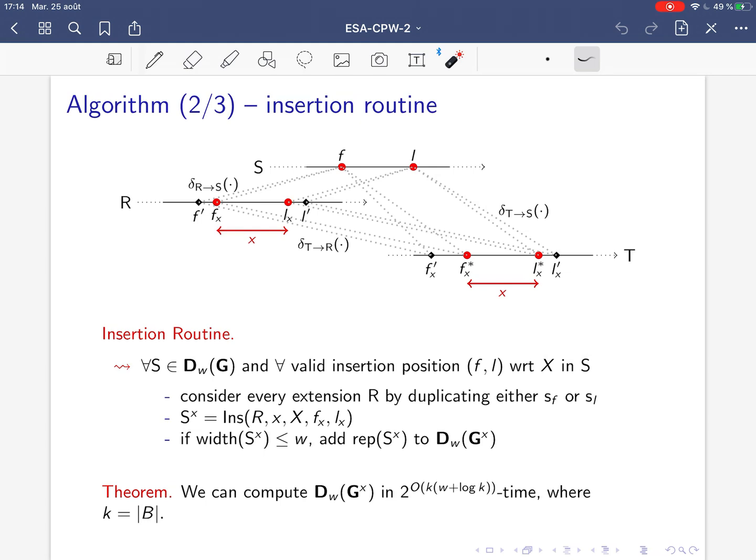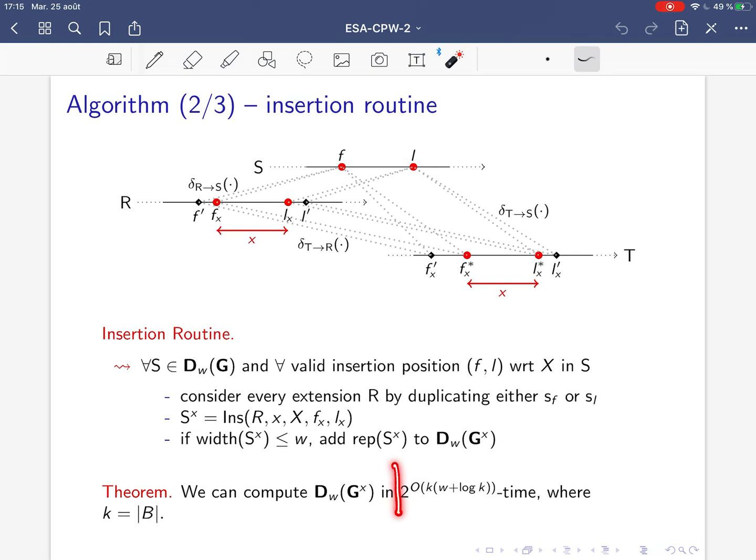You have to consider extensions R of S, that are obtained either by duplicating the triple S_F, or the triple S_L, or both. And then you insert X in these at most 2 extensions of S. Of course, by inserting a new vertex, the connectivity is still maintained. But you have to control the width, so if the width is still lower than W, then you can add the representative of the new sequence S_X to the dominating set.